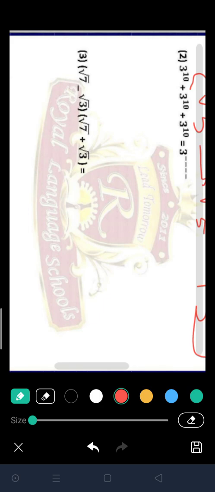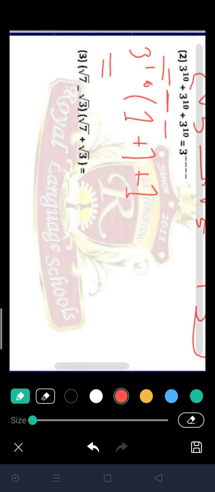Example number 2. 3 power 10 plus 3 power 10 plus 3 power 10 equals what? We notice that all the numbers are similar, all of them 3 power 10. So we can take one of them as a common factor as follows: 3 power 10 and then open bracket, 3 power 10 over 3 power 10 equals 1, plus also 3 power 10 over 3 power 10 equals 1, plus 1.